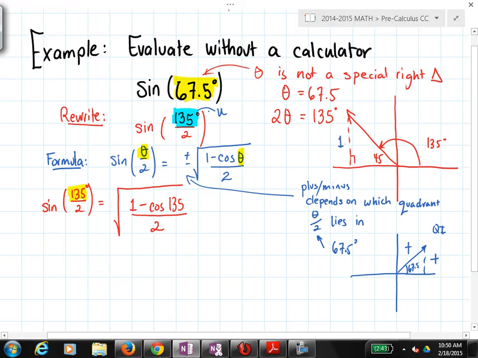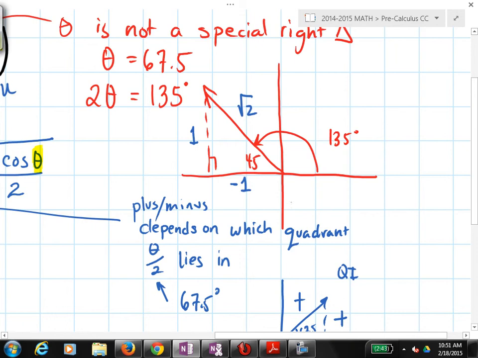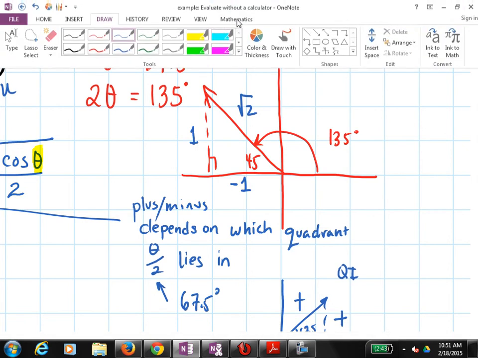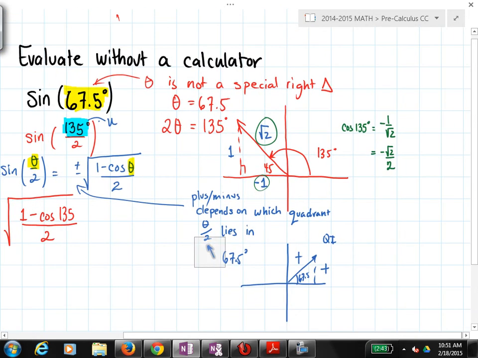It's a 45-45-90 triangle, so it's 1, 1, and then the square root of 2. And in the second quadrant, this one has to be negative. So based on my sketch, cosine of 135 using the reference angle is going to be adjacent over hypotenuse, so negative 1 over the square root of 2. Now, if we simplify this, what does this become? Negative square root of 2 over 2. Now let's go back to our problem.